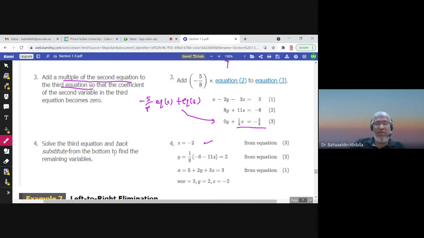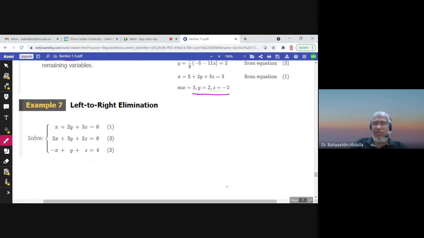Once we have the value of z, we can use back substitution and go back to equation 2. And now we have z. Put it here and solve for y, okay? And find the value of y. So we replaced the value of z here and we solve it for y. And again, back substitution. Go to equation 1, replace the value of y and the value of z in the first equation and find x to get the answer of this system. And after that, you can check your solution.